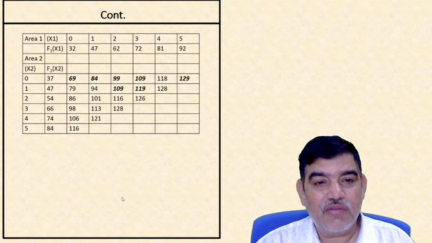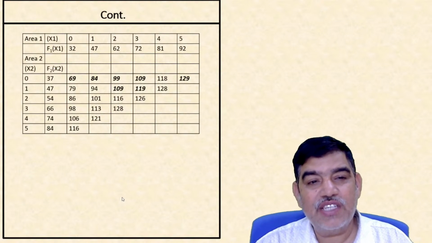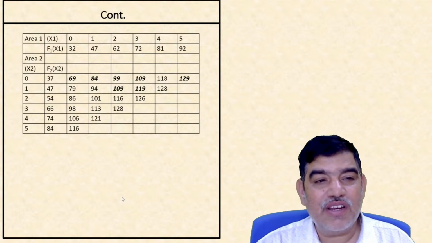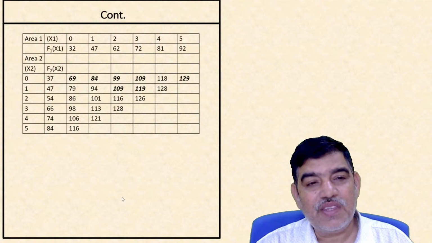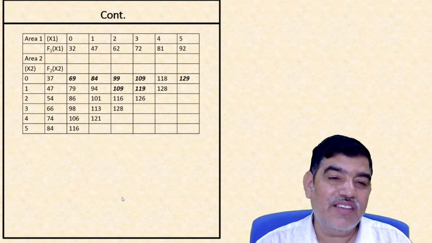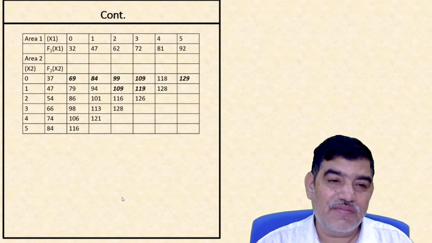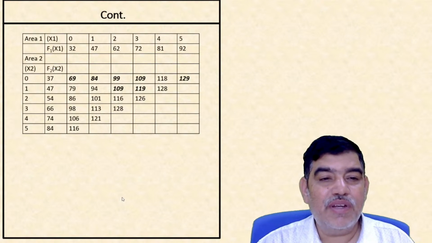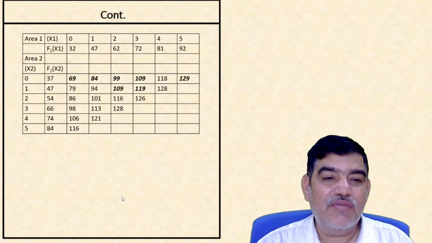In this way, we calculate all the values for area 1 and area 2. After that, we calculate the maximum profit. After adding the profit of area 1 and area 2, we calculate the maximum profit diagonally from this table. So 0, 0, we get 69. That is actually the highest profit. That's why I'm marking it in bold, 69. Then diagonally, if we move, 79 and 84, 84 is the maximum.